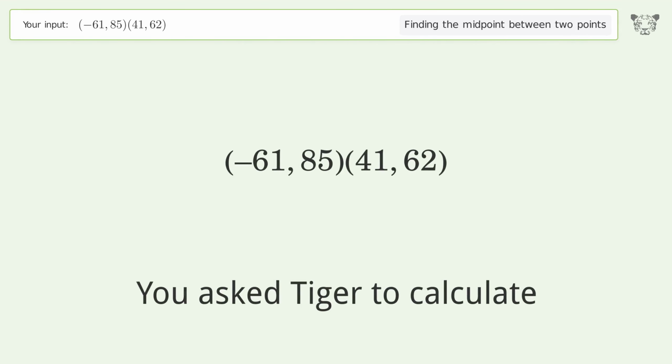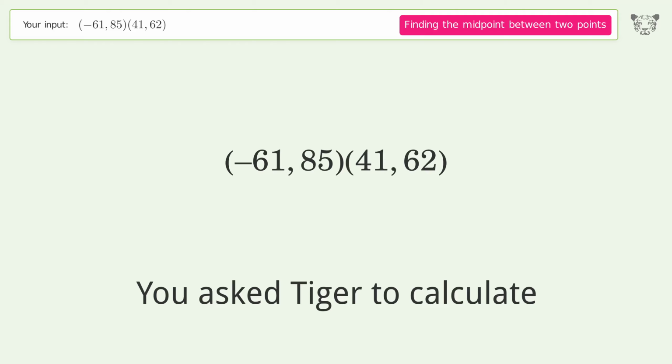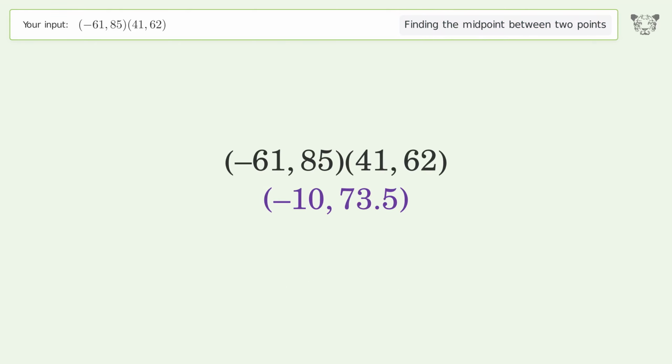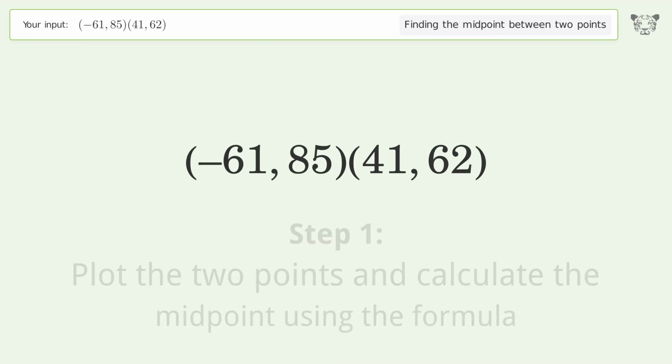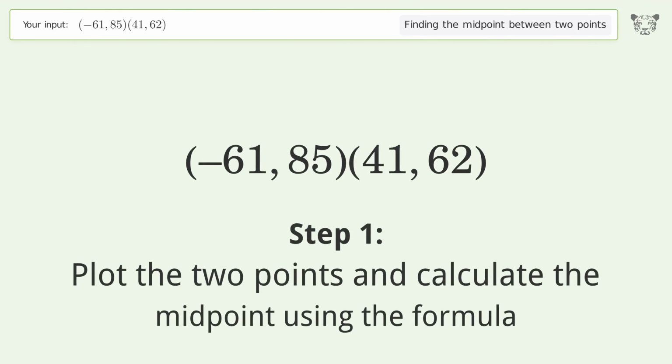You ask Tiger to calculate. This deals with finding the midpoint between 2 points. The midpoint between the 2 points is -10, 73.5. Let's solve it step by step. Plot the 2 points and calculate the midpoint using the formula.